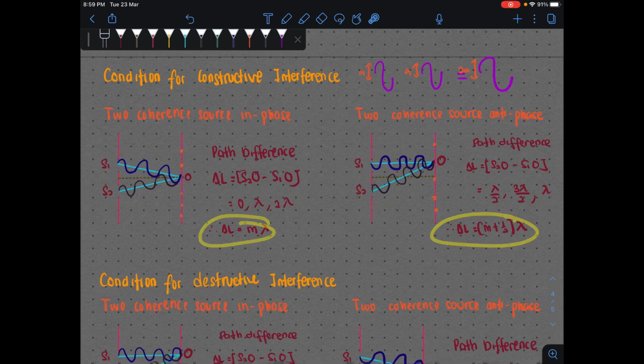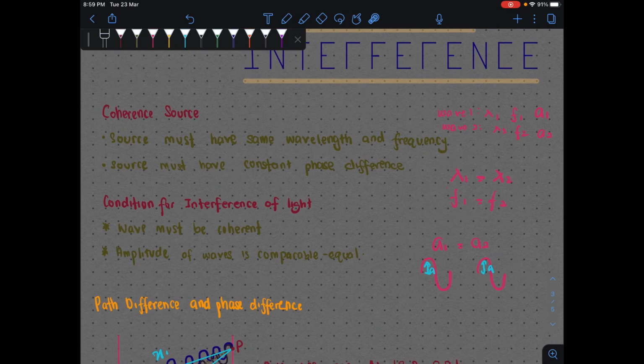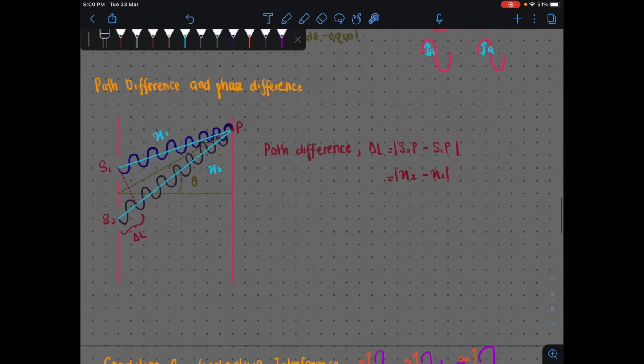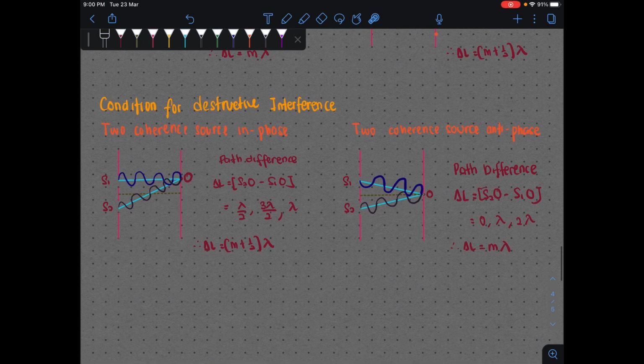Maka equation dia pun berbeza dekat sinilah, sebab kita dah cakap tadi syarat untuk kita punya interference of light adalah wave must be coherent. Apa maksud wave must be coherent dekat sini adalah satu, same frequency, same wavelength, iaitu the next one adalah constant phase difference. So perbezaan fasa antara dua wave kena sentiasa constant, kena sentiasa sama. It doesn't matter dia nak bertemu dekat mana titik sekali pun. So perbezaan antara mereka kena sentiasa constant. Kalau sebanyak kosong, kena sentiasa kosong. Kalau sebanyak lambda, so kena sentiasa sebanyak lambda dekat sini.